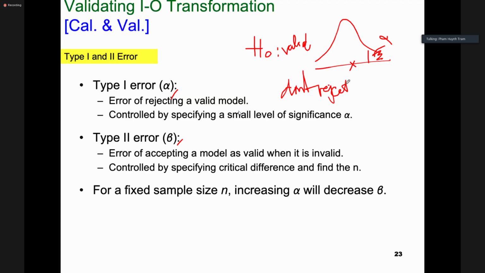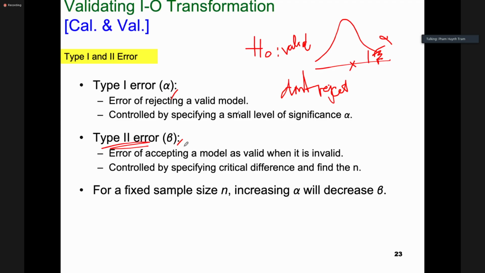But what happens if our model is wrong and we still use it? That is a very serious problem, and it is type 2 error. We accept a model as valid when it is invalid. Type 1 error refers to when you reject a model that is actually a good one. That one is not as serious as accepting a wrong model. So now we will focus on type 2 error, the probability of committing type 2 error.